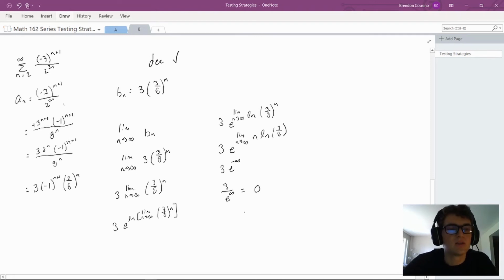0. Okay, so then through the alternating series test, we know that our b_n is decreasing, and the limit as n approaches infinity is 0, so that tells us that our series converges.